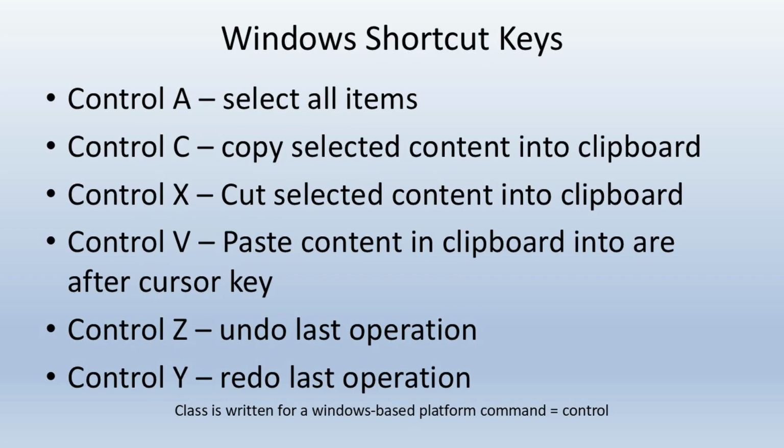Windows shortcut keys. These work for all software in Windows, but they will save you a lot of effort. Control A, select all items. Control C, copy selected content into clipboard. Control X, cut selected content into clipboard. Control V, paste your content into your destination. Control Z is undo last operation, and Control Y is redo last operation.